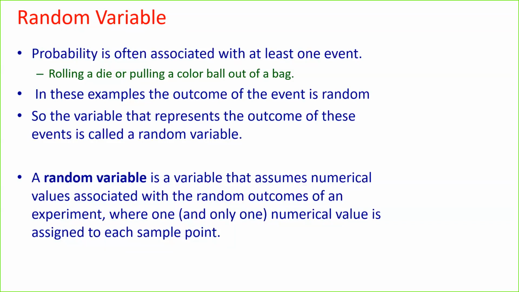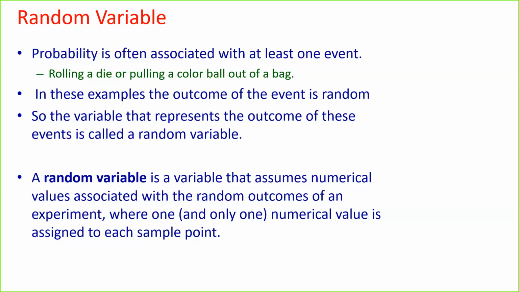Probability is often associated with some event, at least one event. Event could be rolling a dice, pulling a colored ball, picking a card, or anything. In all these examples, the outcome of the event is random. If you toss a coin, you don't know whether it will land on head or tail. If you throw a die, you don't know whether it will land on 1, 2, 3, 4, 5 or 6.